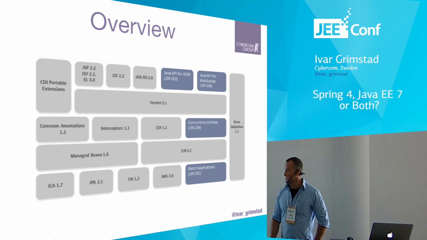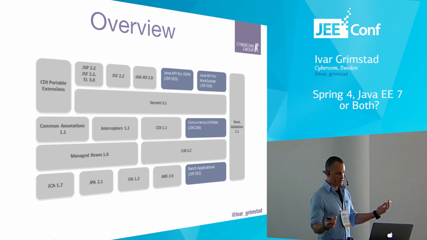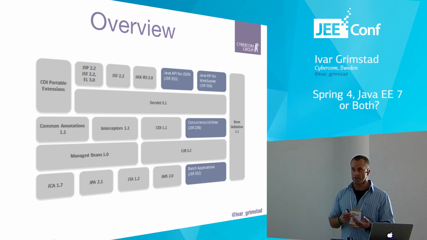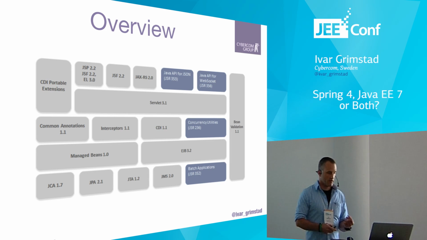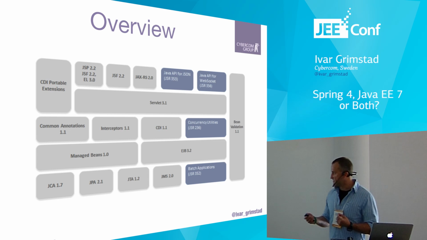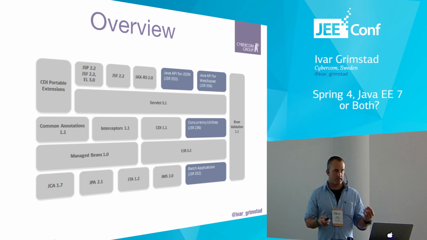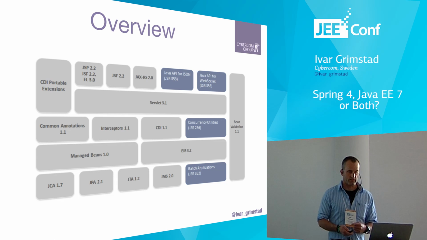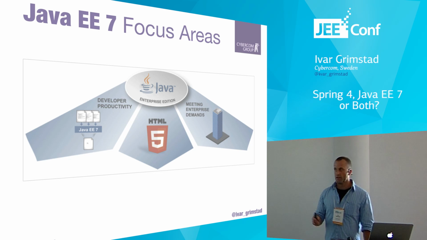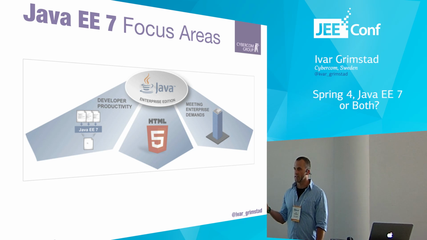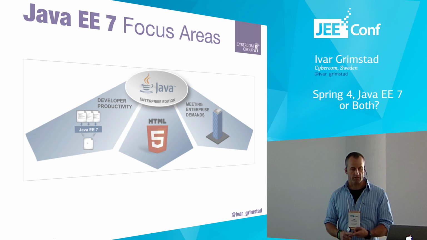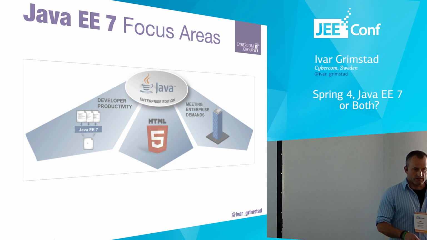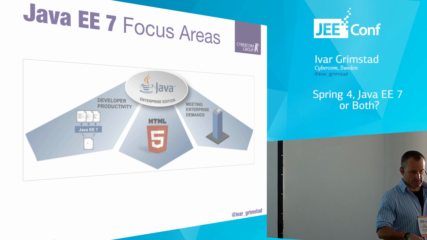So Java EE 7 consists of these components. The ones in blue are the ones that were new for Java EE 7. The other ones are updated. Note that JMS got a long needed upgrade. It's been stuck at one version forever, and finally it's got upgraded. Lovely. So the focus of Java EE 7 was developer productivity, HTML5, and meeting the enterprise demands. And we'll have a look at each of those separately.